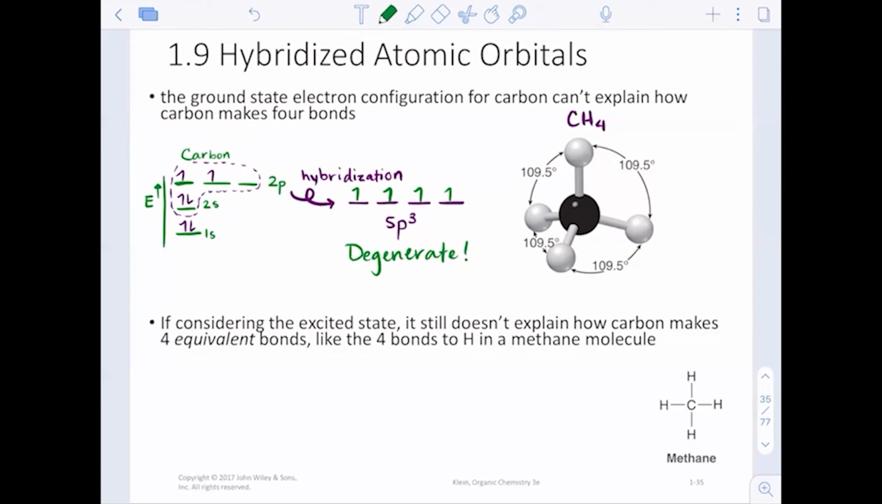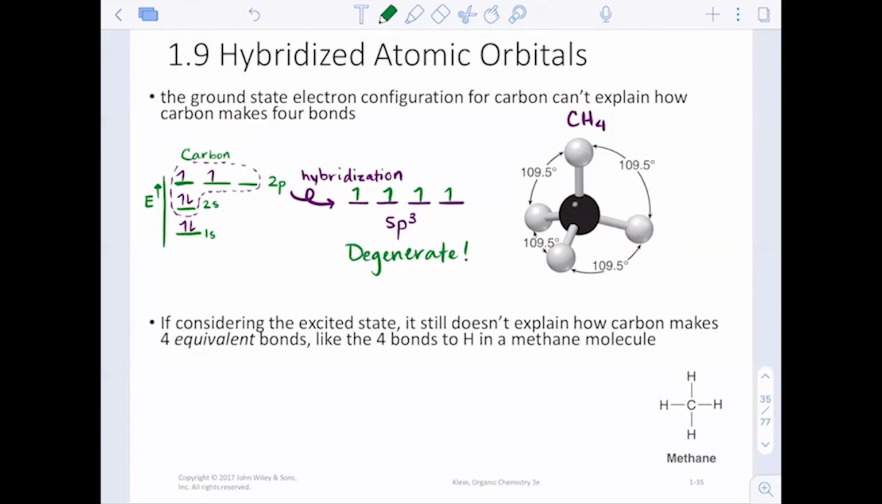For the carbon atom, only 2 electrons are unpaired, and therefore it really can only share 2 electrons in its ground state electron configuration. Hybridization is the key to understand that there can be 4 equal unpaired electrons to form 4 equal bonds. Without hybridization, we cannot explain why CH4 is a tetrahedral molecule. So it's very important to understand how carbon makes those bonds.